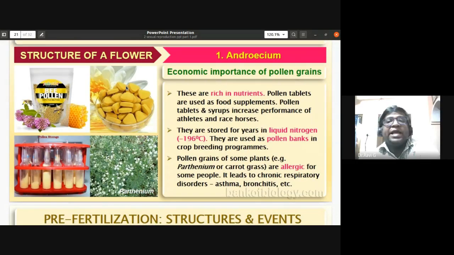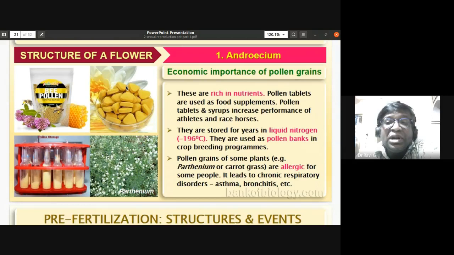The economic importance of pollen grains. See, pollen grains are rich in nutrients. So a honeybee not only collects nectar from the flowers, it also collects pollen grain. So this is also called the bread of the honeybees. The pollen grains are rich in nutrients.